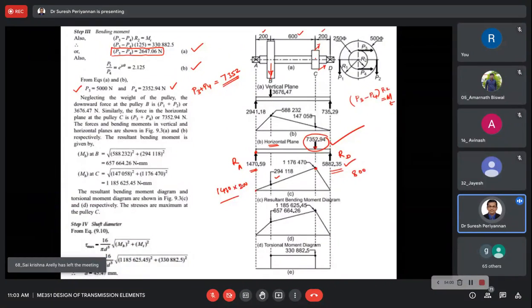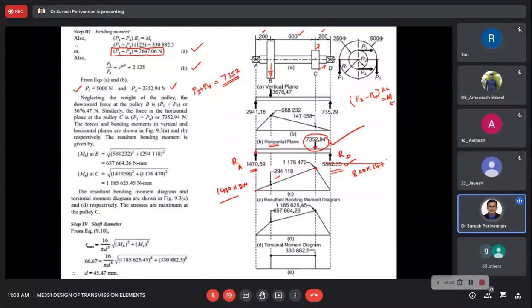Now, 800 into 1470. Sorry. I am considering the support from the left hand side. Suppose if you consider 7352 into 200. The second case is with respect to left hand support. Sorry, this is left hand support, and this is with respect to right hand support. But both values will be the same. Now this is the bending moment we have found.